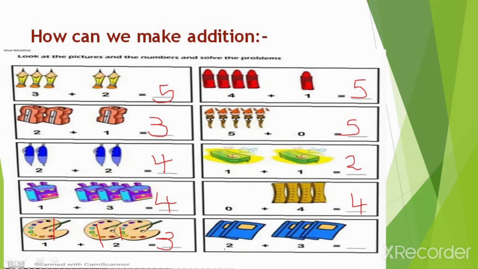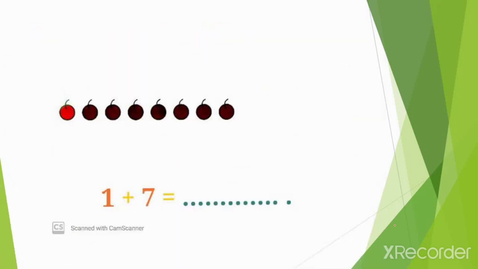Okay, what will happen if we add 3 to number 2? 1, 2, 3, 4 and 5. Done? This is the way how we can make addition. Hope concepts become clear to you.